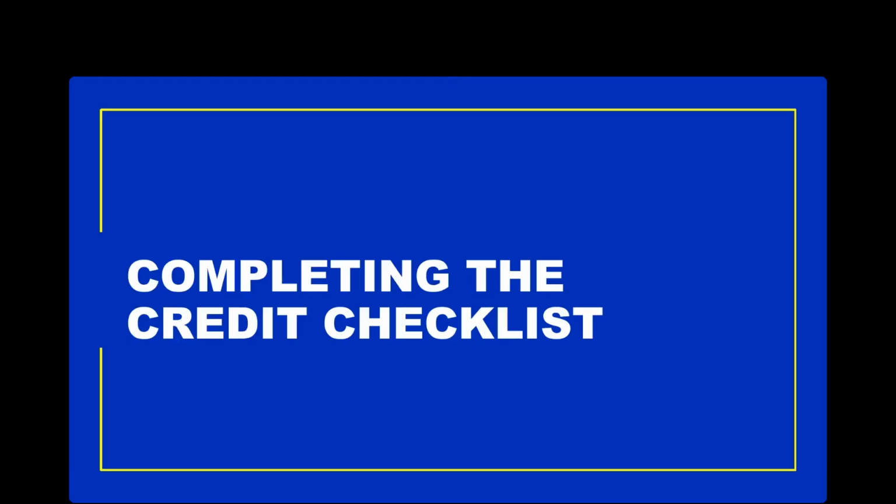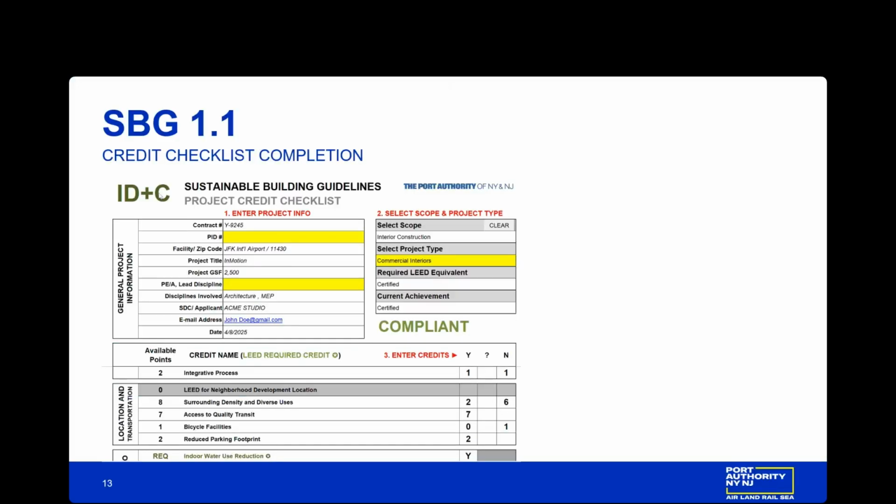Completing the credit checklist. We're going to do a quick video of that process. The completed credit checklist is a dynamic form, so we'll quickly see an example of what that looks like. So this is an example of the ID+C Sustainable Building Guidelines Project Credit Checklist. In the first section, we definitely want you to submit the same project information that you would on the SPIF. Make sure that it matches. Everything from date to square footage to who the applicant is.